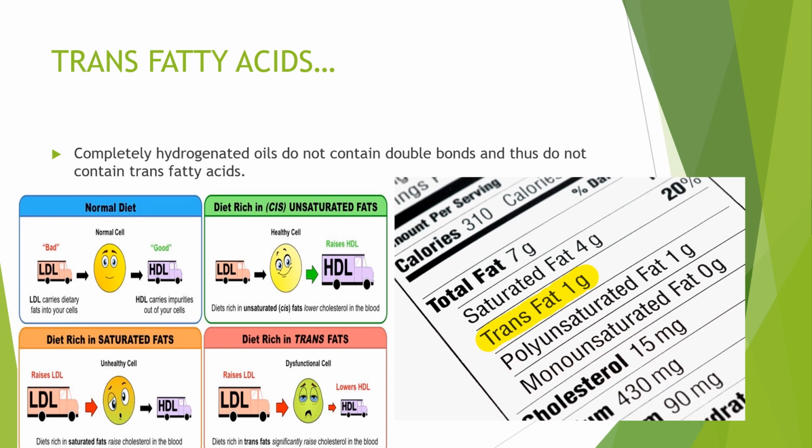In the slide, you can see an image in which the diet which is rich in cis, that is unsaturated fat, tends to increase the high density lipoprotein, while the diet which is rich in trans fat, as we just have seen, the state of fat is changed after hydrogenation. The LDL level is raised and it actually lowers the HDL levels, high density lipoproteins.